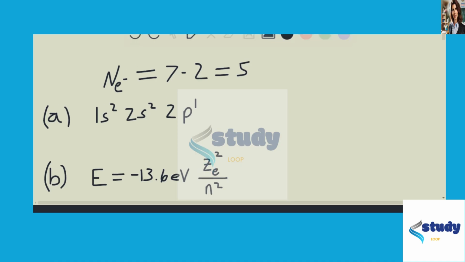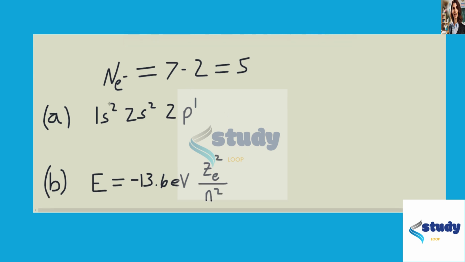For part A, we're dealing with double charged nitrogen, N2+. Normally nitrogen has 7 electrons in the outer shell. So N_e, the number of electrons, is 7, but we're dealing with N2+, so that's 7 minus 2, because we have 2 electrons removed from it to give us the 2+. So this gives us 5 total electrons.